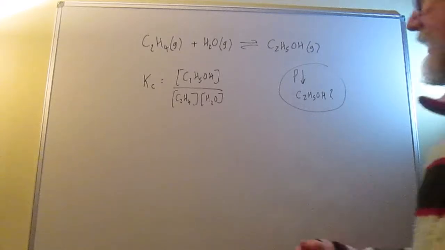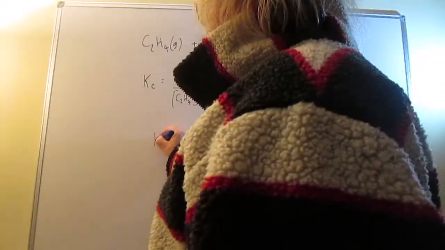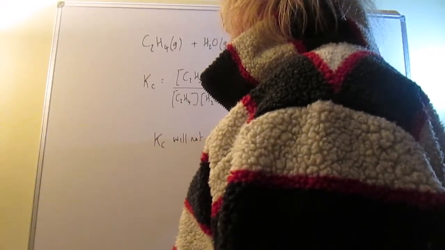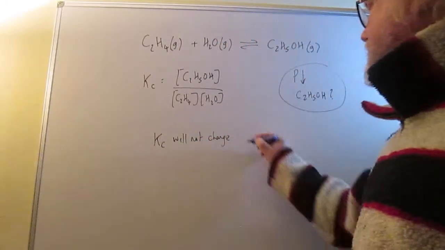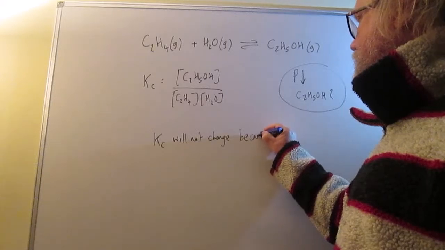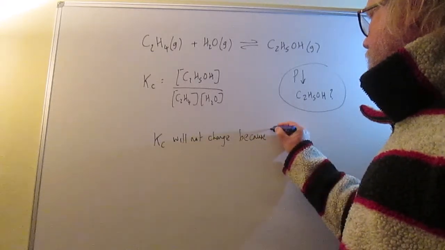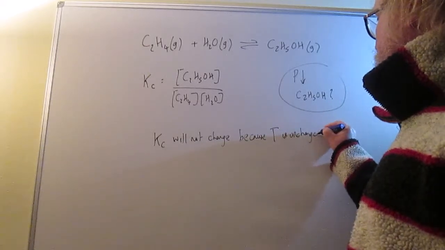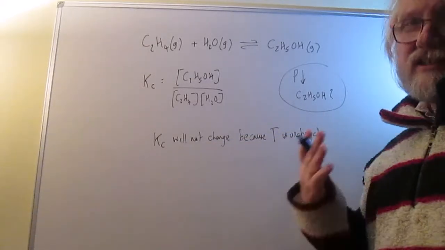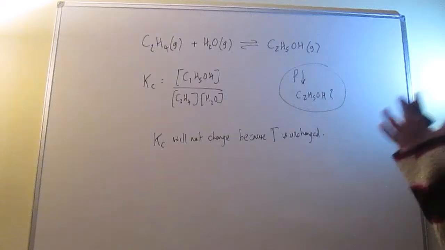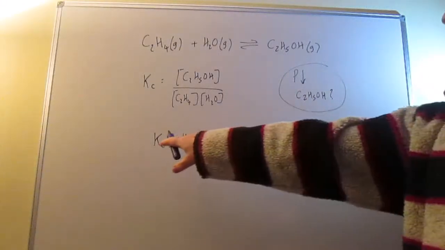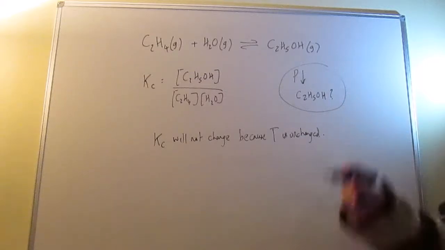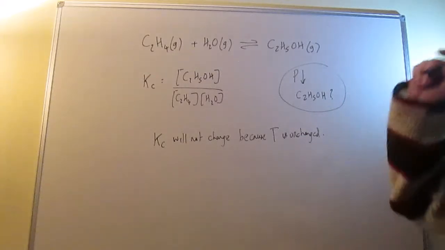So the first statement to make is that Kc will not change when we change the pressure, because the temperature is still the same. Remember that temperature is the only thing that affects the value of Kc. And you need to say that explicitly. You can't just imply it. It needs to be absolutely crystal clear that you know that the value of Kc will not change because the temperature is unchanged. So say that first.